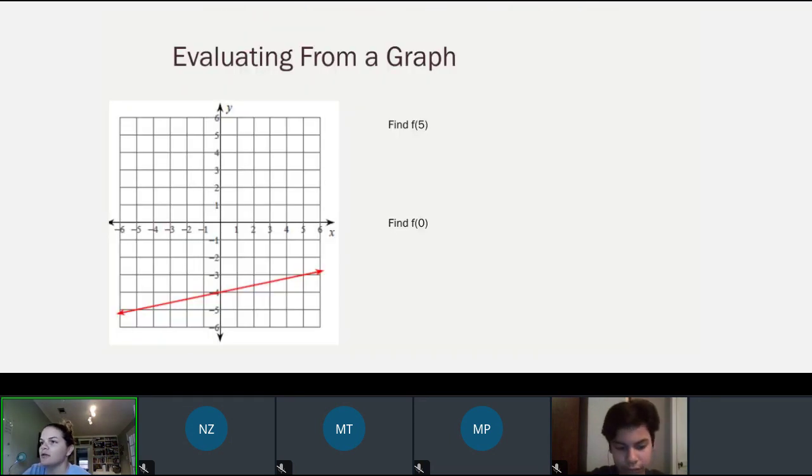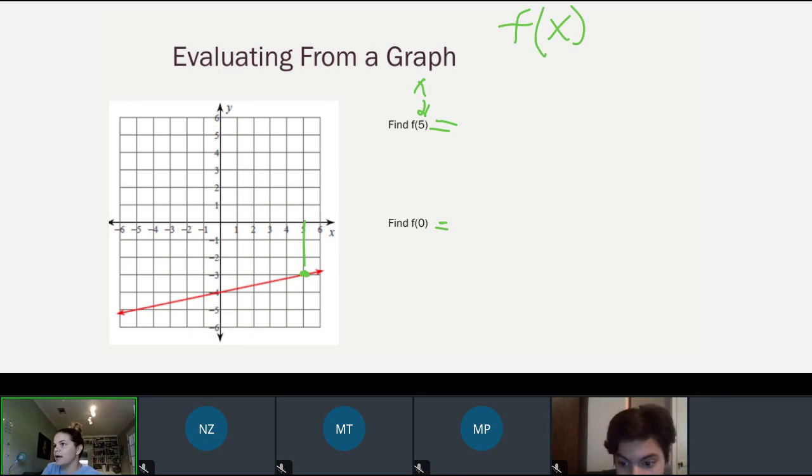Okay, so now let's evaluate from a graph. We're going to find f of 5 and f of 0. So first we would remember this is plugged in for x. So we go to the x value of 5. We want to hit our graph. So f of 5, the x value is 5. Yep, x is 5. So then remember, this f of x is the same thing as y.